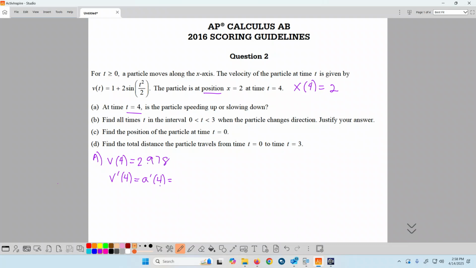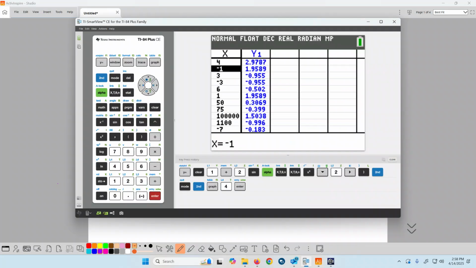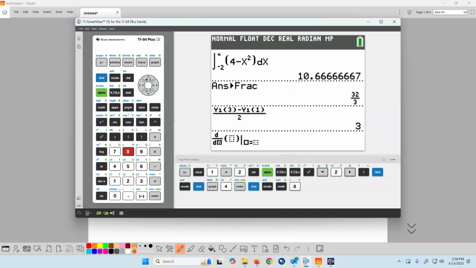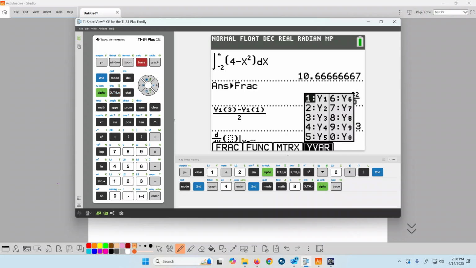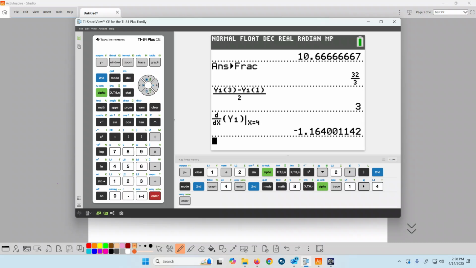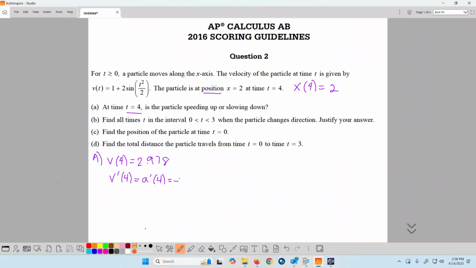2.978. Now I'm going to take the acceleration at 4. What does that mean? Well, that just means it's the derivative of the velocity. So I'm just going to go in here and go math 8. That's our derivative of the function that we have in the calculator, which is currently under y1, and I want to plug this in at x equals 4. All right, and I get here negative 1.164.